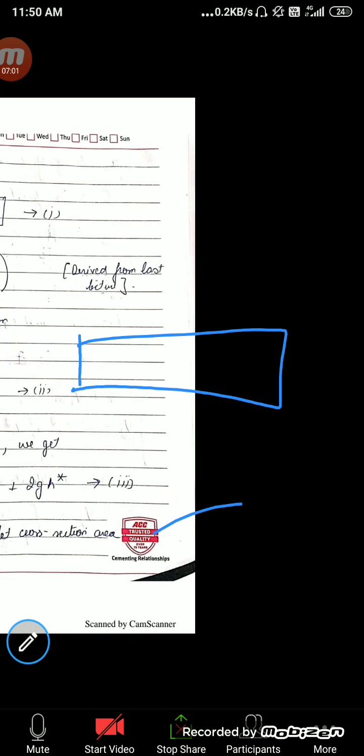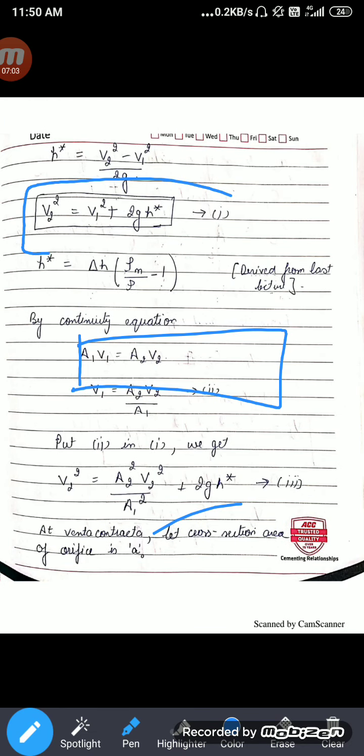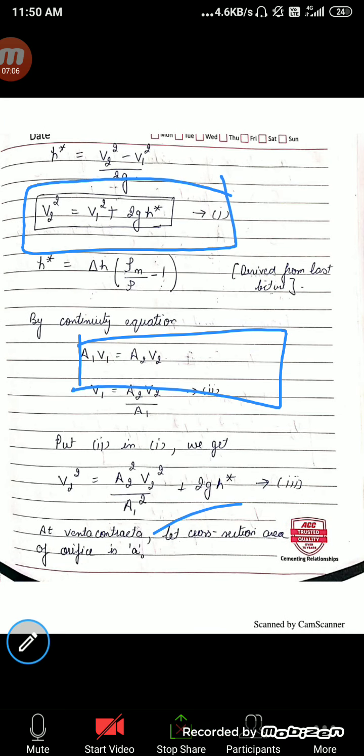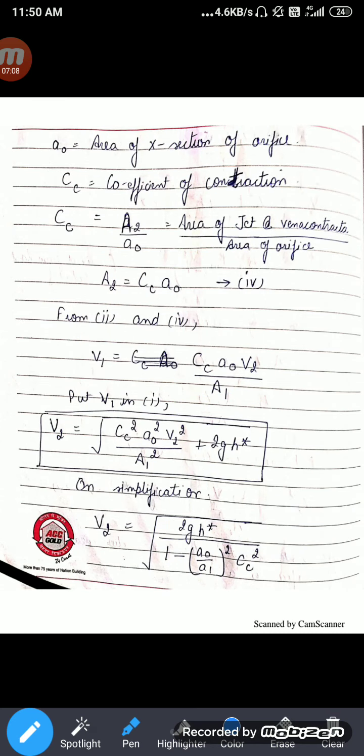Which is our first equation? This one. Put this value in this equation, and finally you obtain the value V2 equal to under root of Cc square A0 square V2 square upon A1 square plus 2g h star. Now see, here it is V2 and here it is V2. After further simplification we can calculate V2 as V2 equal to 2g h star under root 1 minus A0 upon A1 square into Cc square.